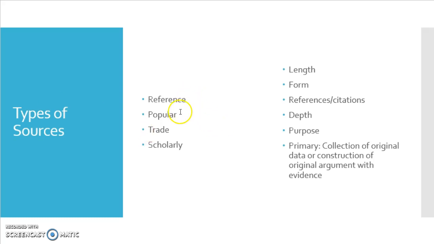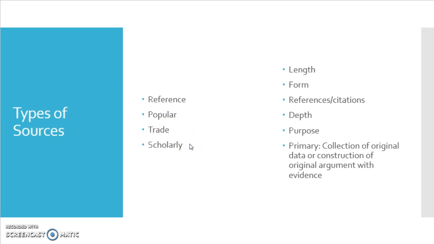So reference, popular, and scholarly sources were the three types of sources you were asked to determine the differences between. The names themselves kind of give away the central aspect of these sources. You weren't asked to identify a trade source here, so I just want to talk briefly about that. You can use all the same characteristics to think about the differences between trade and scholarly sources.